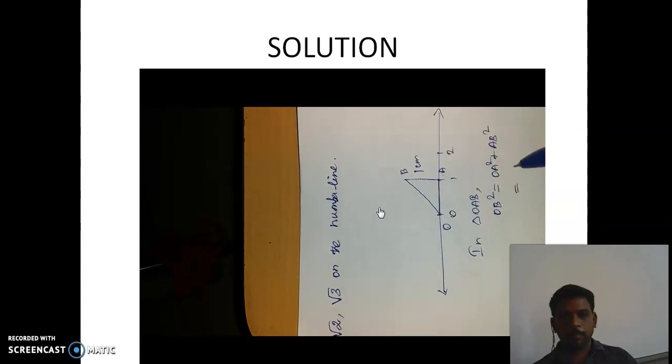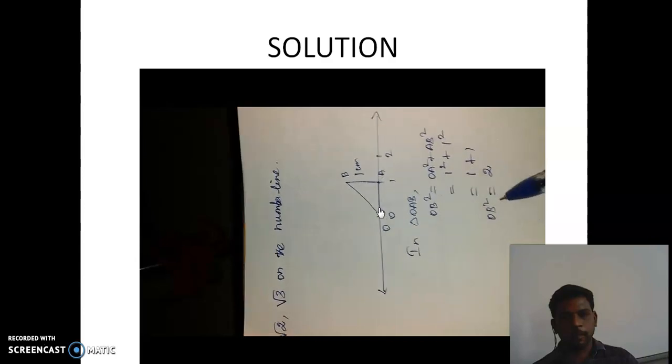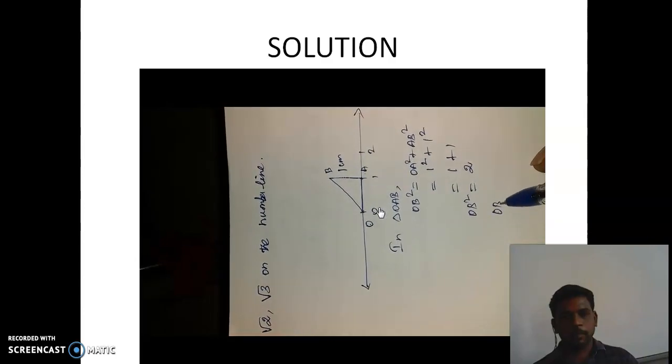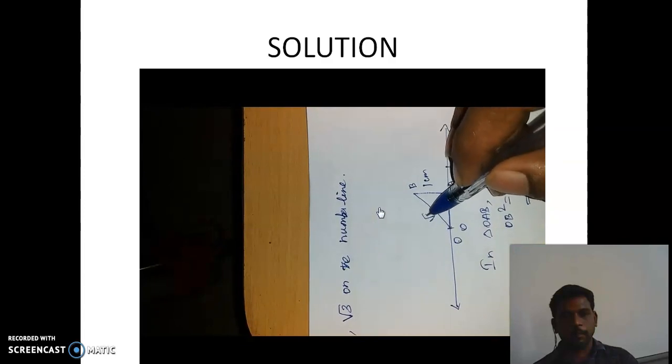So OA is nothing but 1 cm, we know that, and AB also 1 cm, we already took. So 1 square plus 1 square equals 1 plus 1, 2. So OB square equals 2. Now what is OB? OB equals, taking the square on that side, it becomes square root. So OB is nothing but root of 2. So this length is nothing but root of 2.